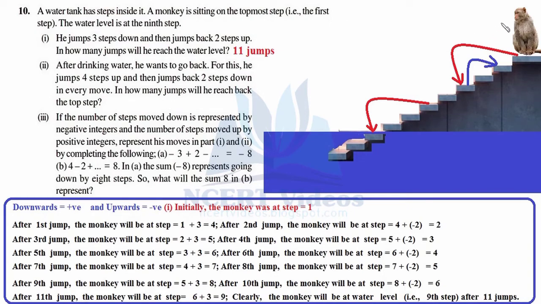10th question. A water tank has steps inside it. A monkey is sitting on the topmost step. The water level is at the 9th step. He jumps 3 steps down and jumps back 2 steps. So, how many times will he have to jump to reach the water level? See here, he comes to the 3rd step, then jumps back 2 steps. So, every time he effectively goes only 1 step down.